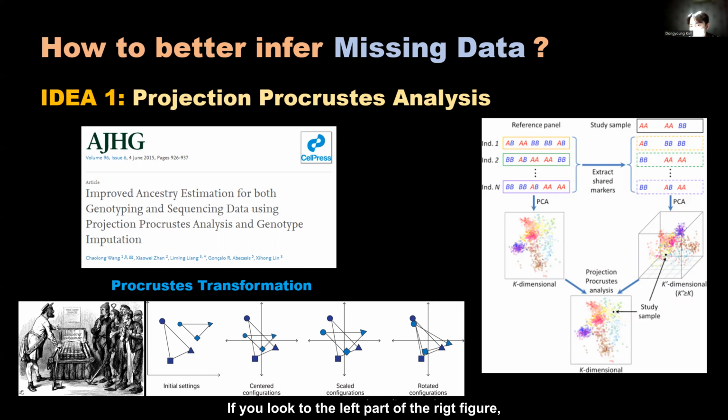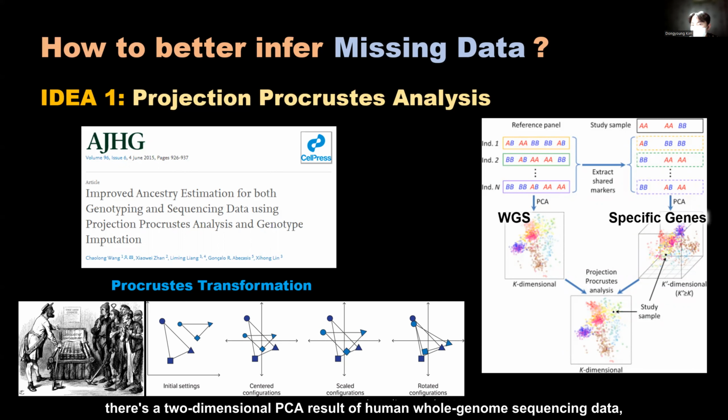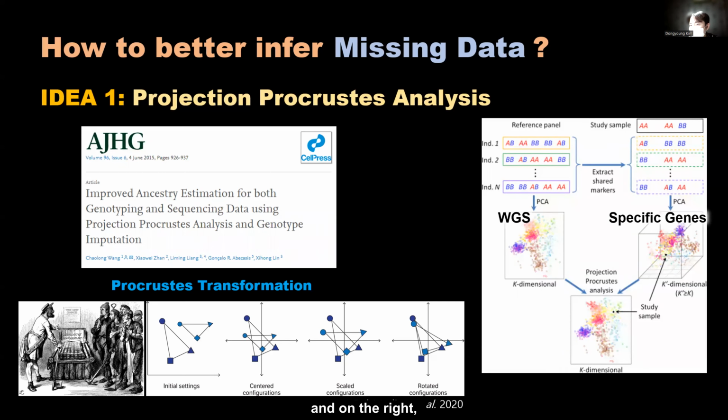If you look to the left part of the right figure, there's a two-dimensional PCA result of human whole genome sequencing data. And on the right, there's a high-dimensional PCA for particular marker genes of human. We can think about that when we get a new patient. There are a lot of realistic limitations for everyone to conduct a whole genome sequencing. Instead, the paper suggests that it is possible to estimate approximately where the genetic profile of a new patient is by transforming the PCA of particular gene markers into the whole genome sequencing PCA using projection Procrustes analysis.